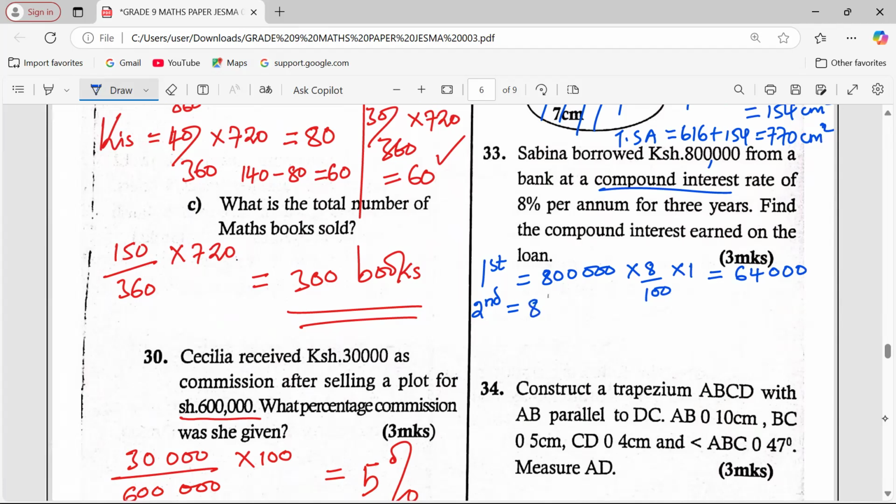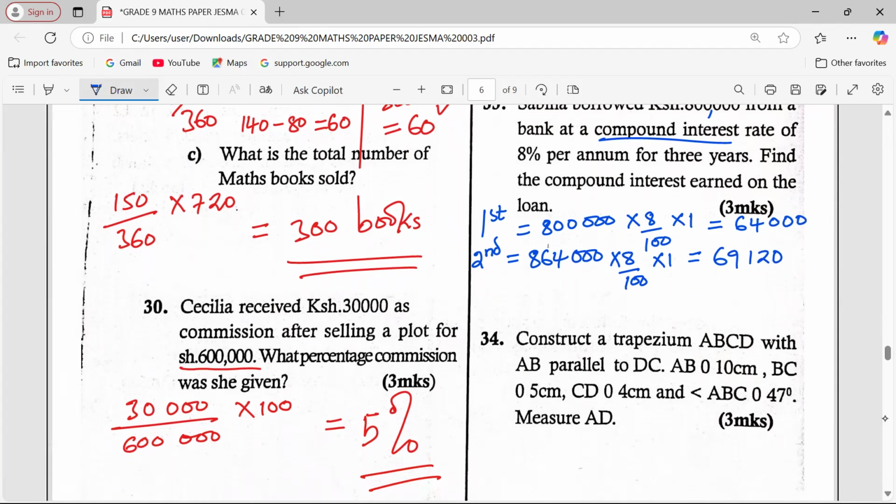So it will be now 864,000 multiplied by the same rate times 1 year. This is going to give us 69,120. Then finally, in the third year, we shall have again the interest that we have earned in the second year, which is 69,120, being added to 864,000 so that they may earn interest together.